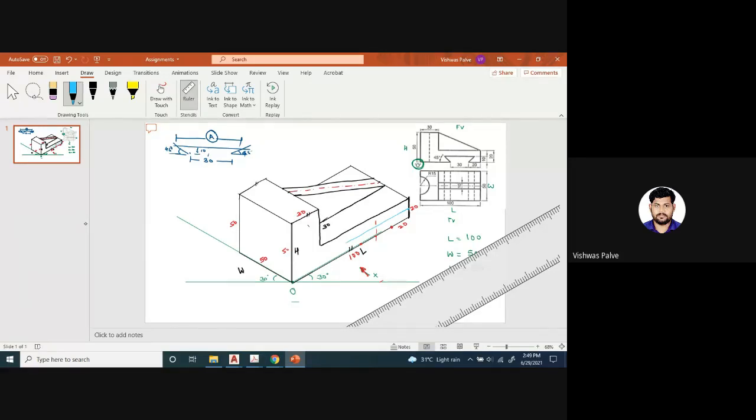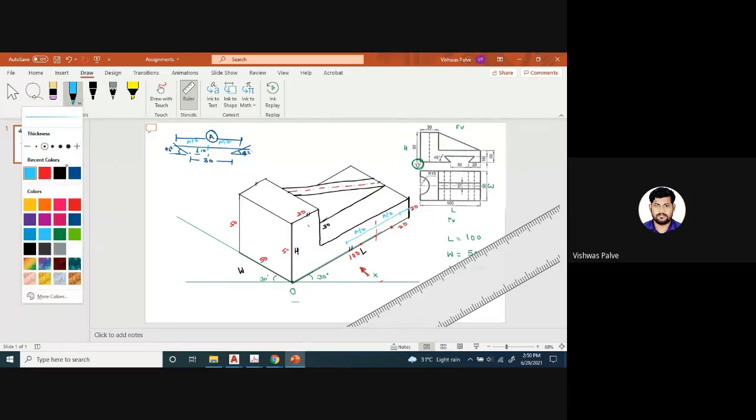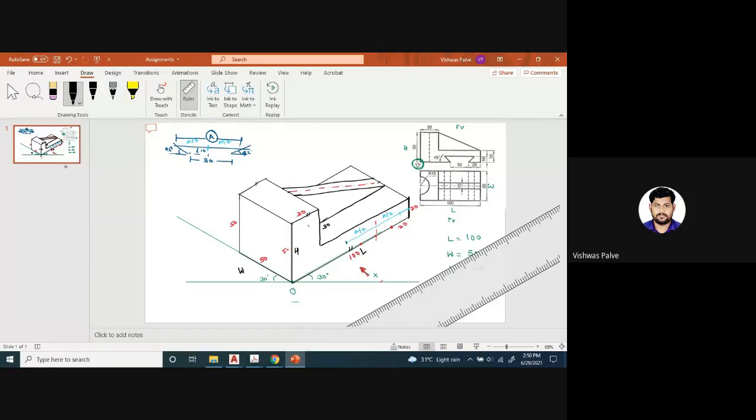Then once you get the midpoint, this side distance will be a by 2, and here the distance will be a by 2. So you mark that a by 2 distance here and here. Just transfer whatever the a dimension is. Once you get these 2 points, you can draw a straight line at 30 degrees, connecting these 2 points.